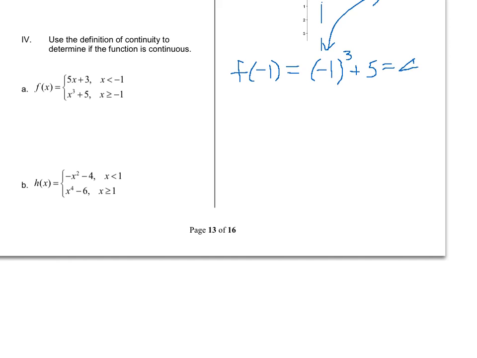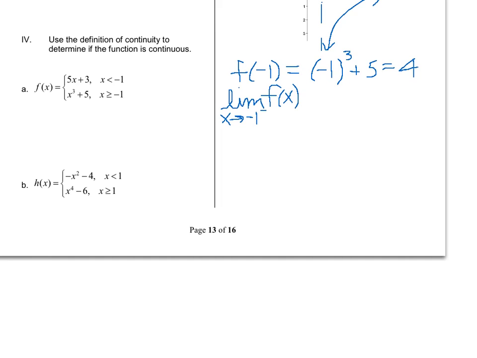And that's going to give us a value of 4. So the function does exist and the function value is 4. The next thing you have to do is see if the limit exists. In order for the limit to exist, the limit from the left has to match the limit from the right. So let's check it from the left first.